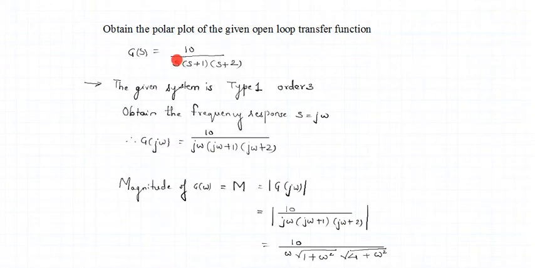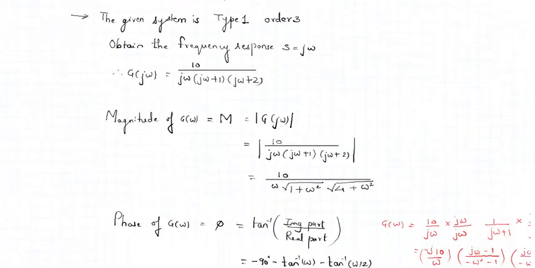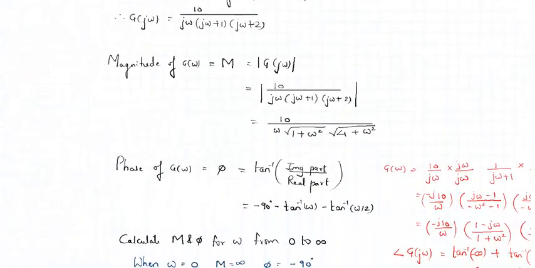And what is the order of the system? The order is s cube we get when we evaluate it. So order is 3. So it's a type 1 order 3 system. Let us obtain the frequency response. Let us transform the given system into the frequency domain by replacing s by j omega. So wherever there is s, we have replaced it by j omega. Now we'll find the magnitude and phase.